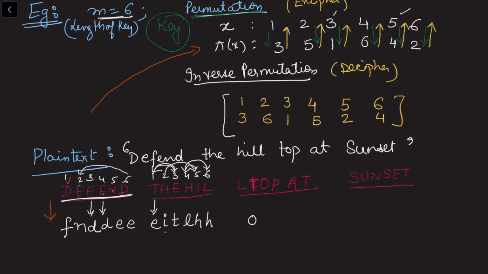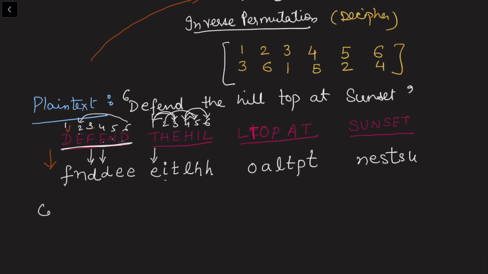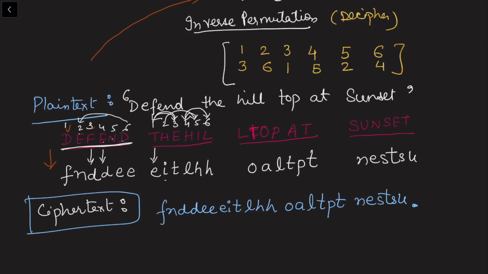And in a similar way, we find the permutation for the remaining ones. And now you can simply combine them, so this becomes the ciphertext. Just combining these letters, we get the ciphertext as this. And now if we want to follow the reverse process, the inverse process, to get back the plain text, we have to follow the inverse permutation.